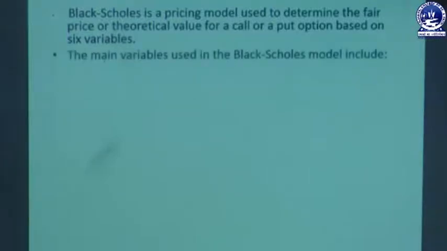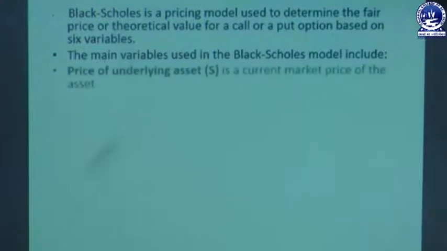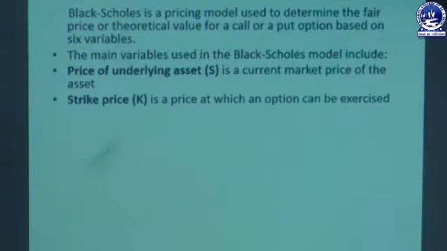The main variables used in this Black-Scholes model are, first, the price of the underlying asset, that is, the current market price of the asset on which we are taking the option contract. This is one of the variables. Second is the strike price, that is the price at which an option can be exercised.